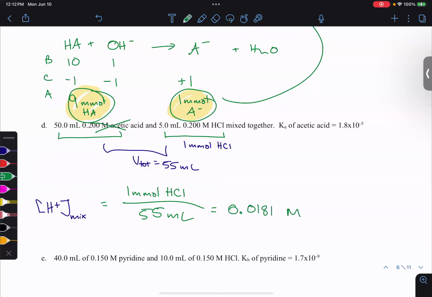So this HCl concentration is 0.0181 molarity. And this is a strong acid, so you can simply take the negative log of that number. The pH is 1.74.